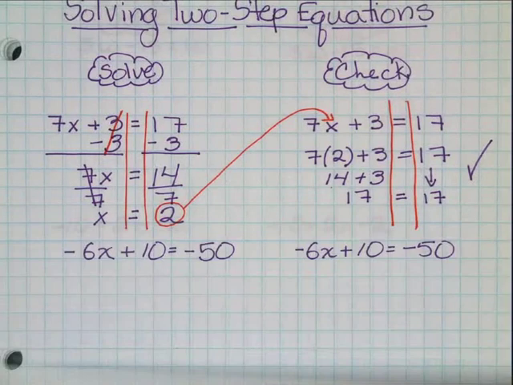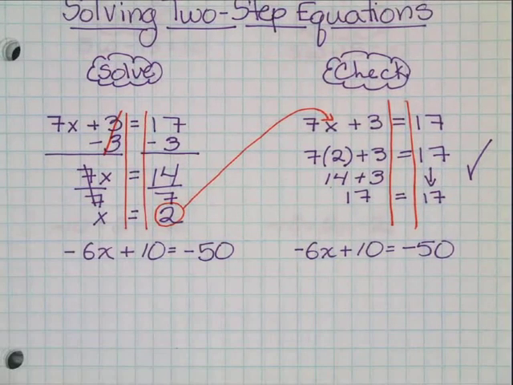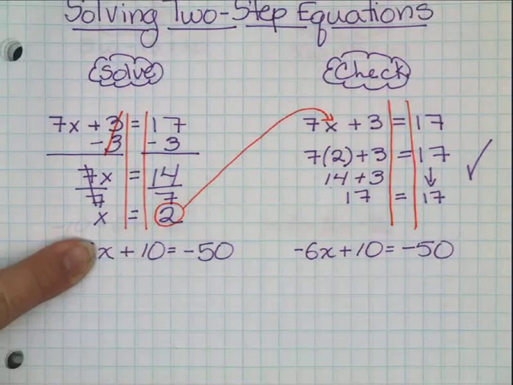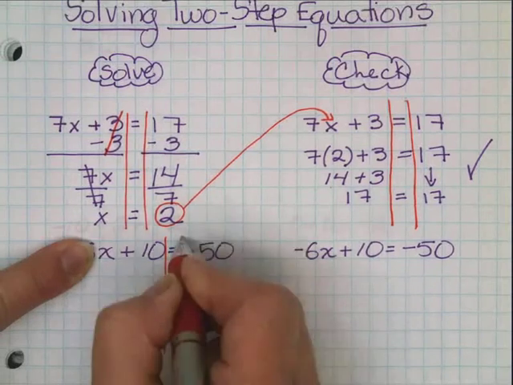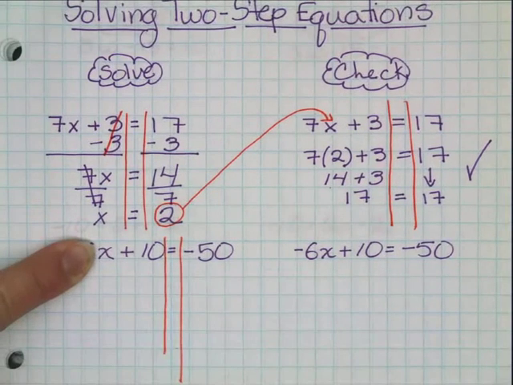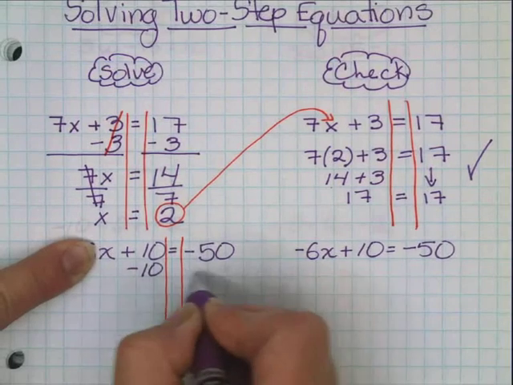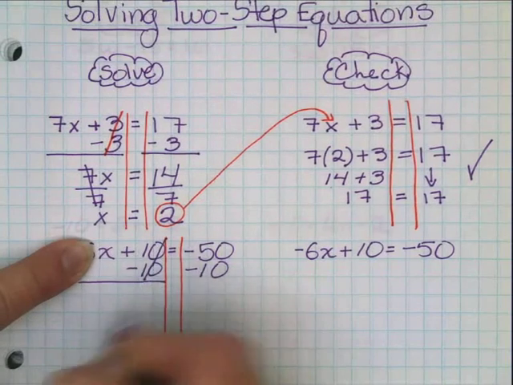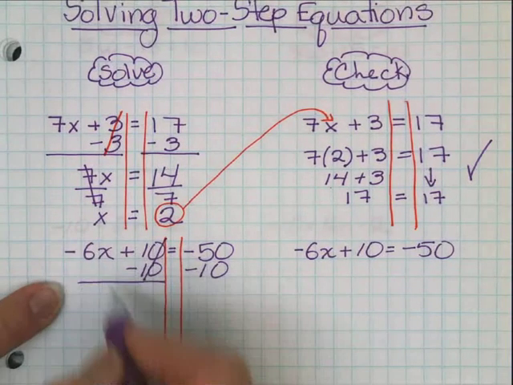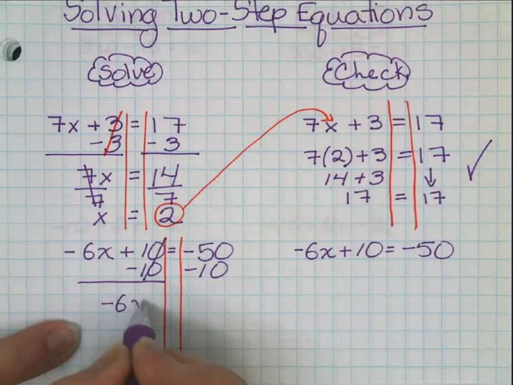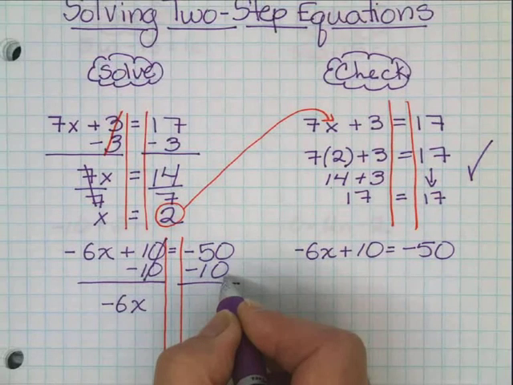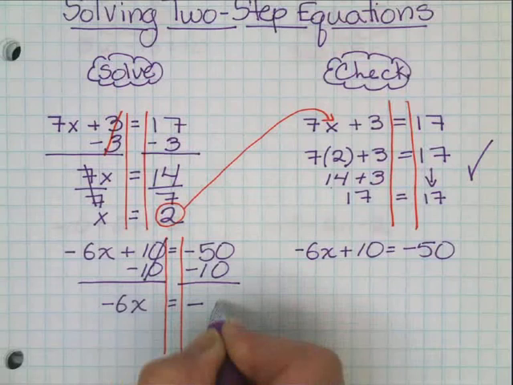My second example, negative 6x plus 10 equals negative 50. Again, I'm going to cover the coefficient and draw my ladder. I'm now going to subtract 10 from each side of the equation. On the left-hand side, 10 take away 10 cancels out, they equal 0. And I bring down the negative 6x. On the right-hand side, I have a negative 50 plus a negative 10, which gives me a negative 60.